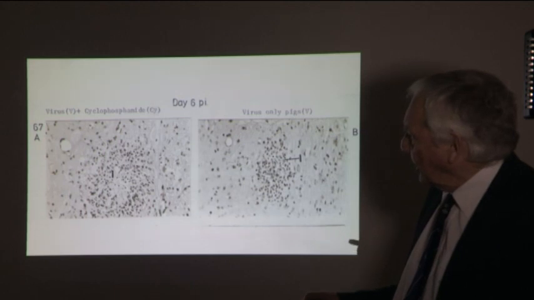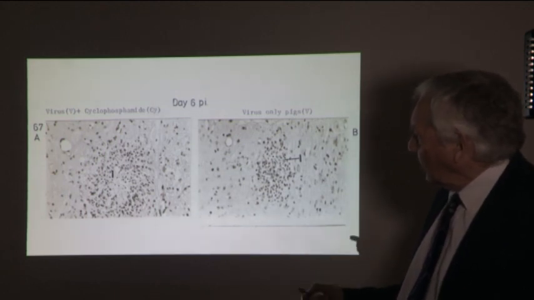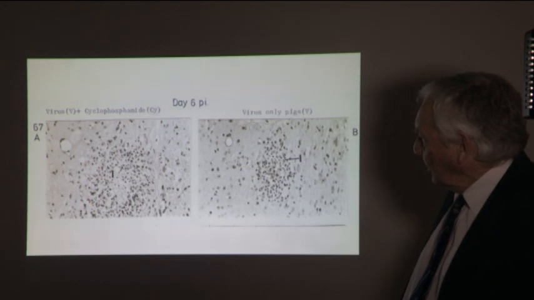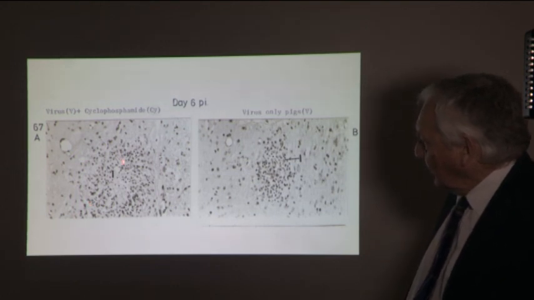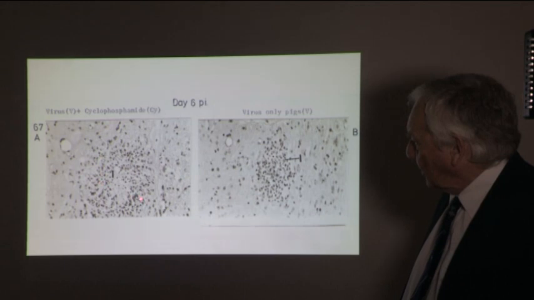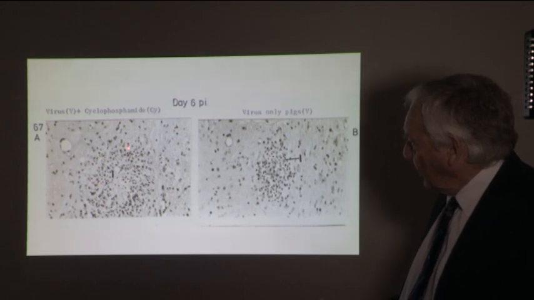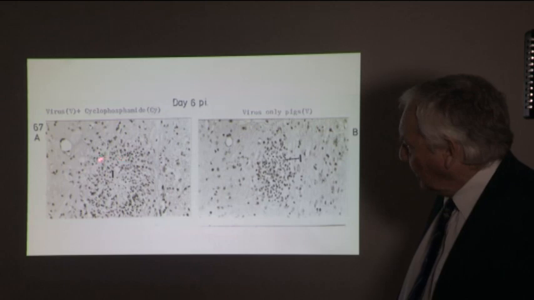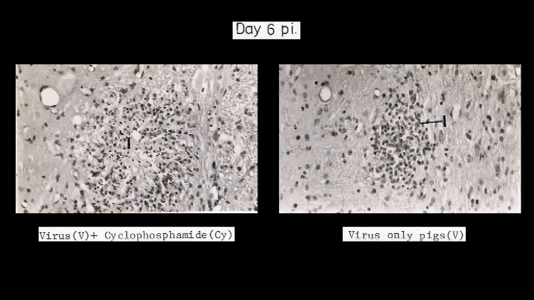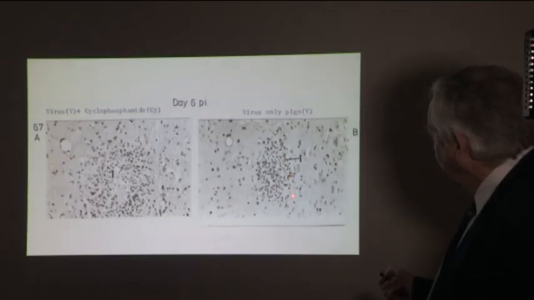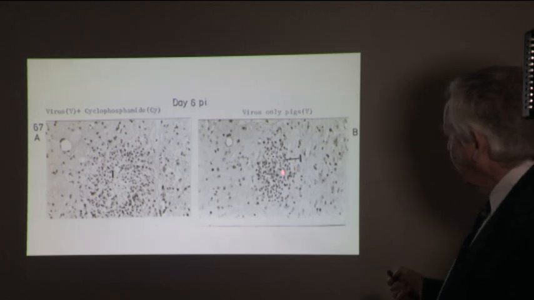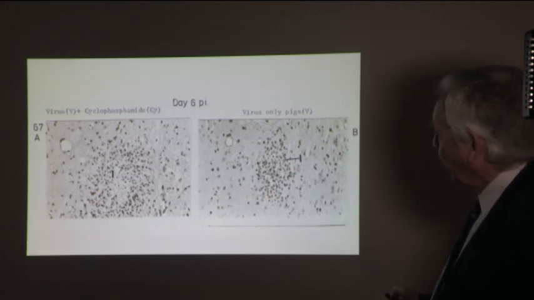On the left-hand side here, at day 6, one sees the characteristic Watt microinfarct, as I call it, with a reaction there of glial cells, many of them dead, because this is, once again, coagulation necrosis. On this side, with virus only, this is a cell nodule with many degenerated cells.